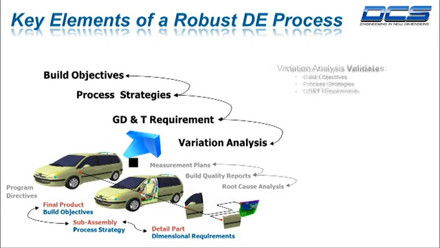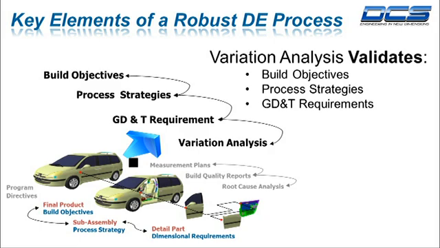So if we think about a robust dimensional engineering process, we talk about the step of variation analysis, or tolerance analysis as it sometimes is called. Variation analysis takes into account the build objectives, the process strategy to achieve those build objectives, and the GD&T, or geometric dimensioning and tolerancing specifications, which are really the language of defining what the allowable amount of variation is relative to manufacturing good quality parts. So those are the key elements of this.